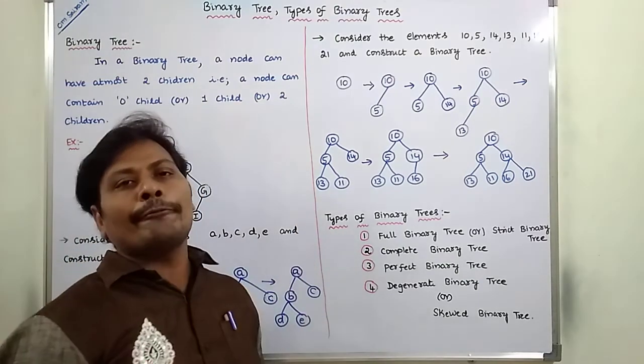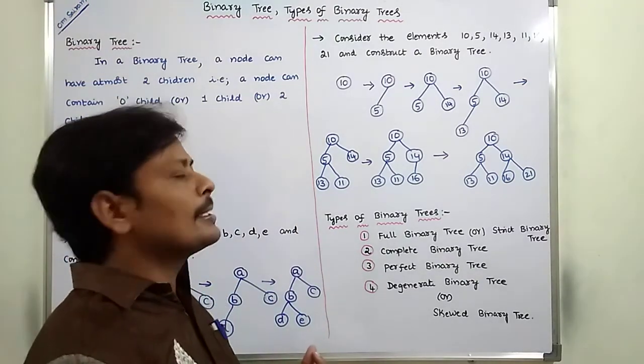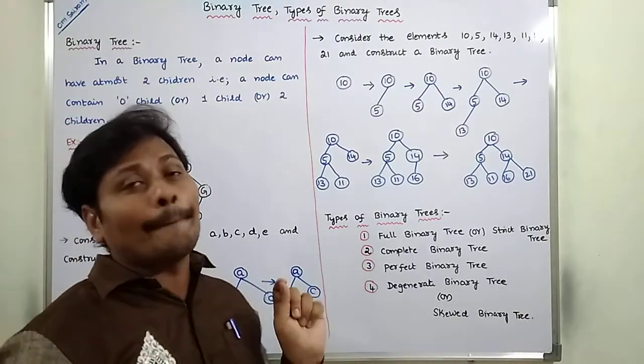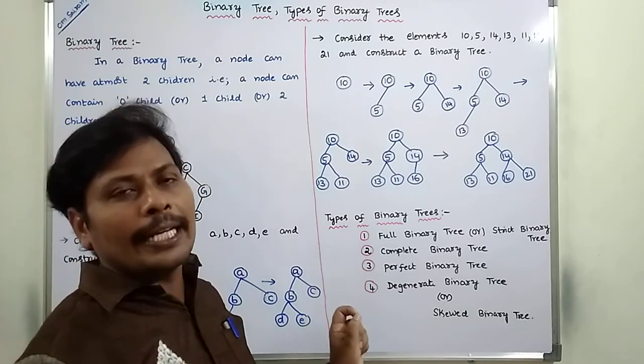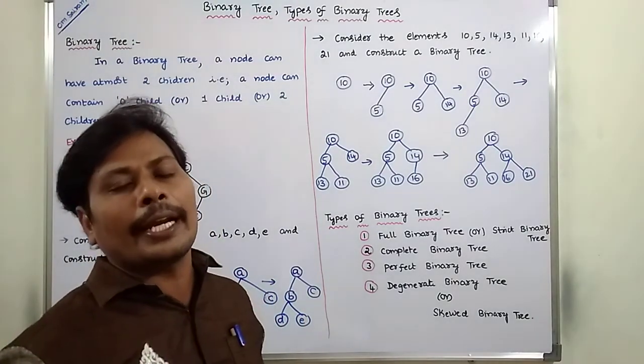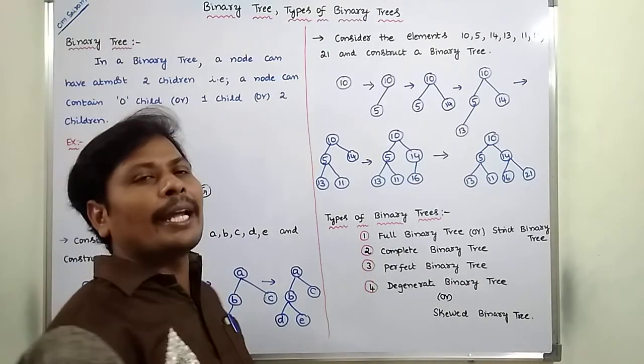Next, types of binary trees. There are four types of binary trees. First one is full binary tree, and second one is complete binary tree. Third one is perfect binary tree, and fourth one is degenerate binary tree. So next we go for full binary tree.